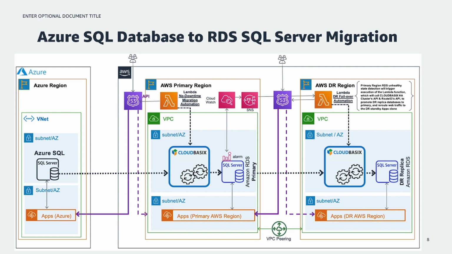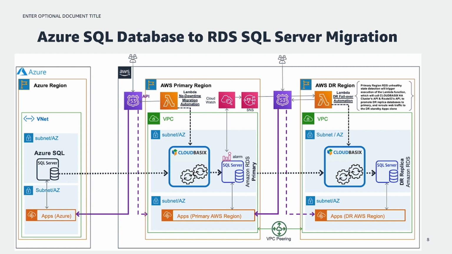So let's look into the solution design on how to actually migrate the databases to AWS Cloud. On the left-hand side, you have the Azure region where you have Azure SQL DB in the subnet, and on the right-hand side, you have AWS Cloud. You have a primary region, you have a DR region. In most cases, you don't need a DR region, but we thought to showcase that in case you want a cross-region replication of your database, then let's have a DR region in the slide.